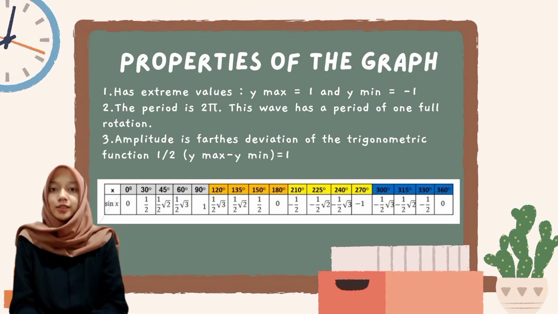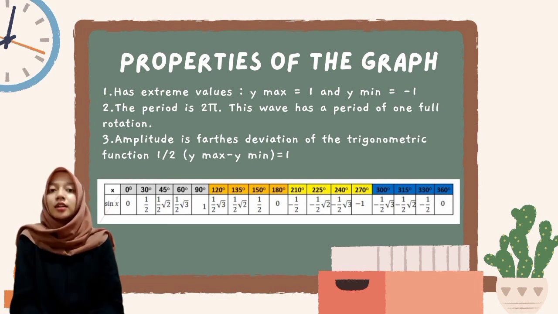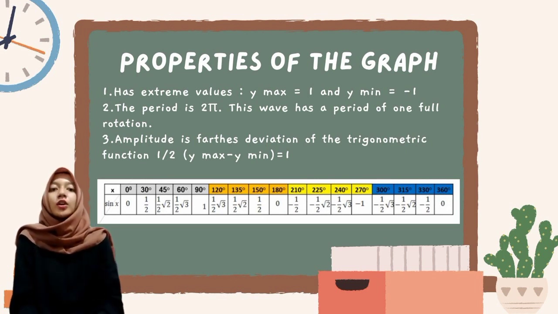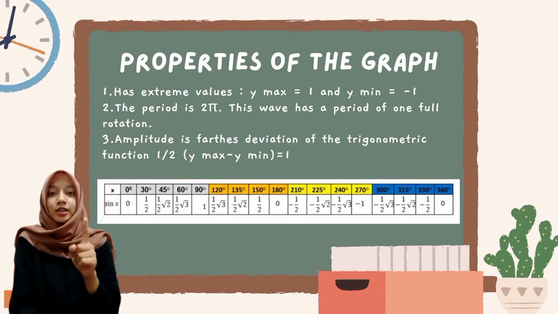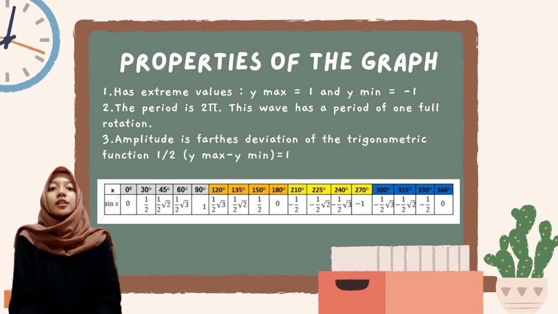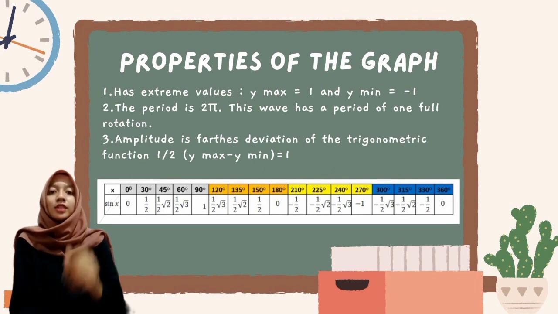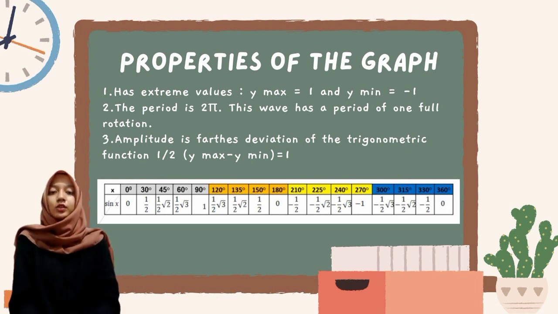The values of x: when x is 0 degrees, sin x is 0. When x is 30 degrees, sin x is 1 divided by 2. When x is 45 degrees, sin x is 1 divided by 2 times square root of 2. When x is 60 degrees, sin x is 1 divided by 2 times square root of 3. When x is 90 degrees, sin x is 1.